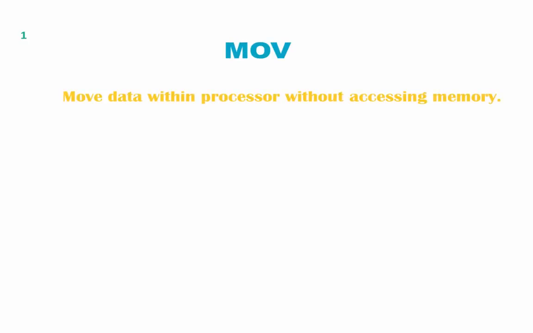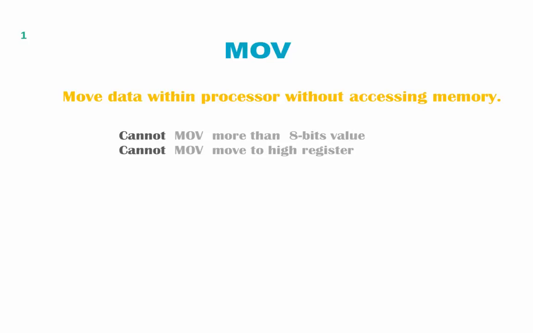The move operation moves data within the processor without accessing memory. And there are certain things you should know about the move operation. Not all data can be moved by this particular operation. The move cannot move more than an 8-bit value. Also, the move cannot move to high registers. Remember, when we treated registers, we demarcated them into low registers and high registers. The move cannot move to high registers. Let's see an example of this.